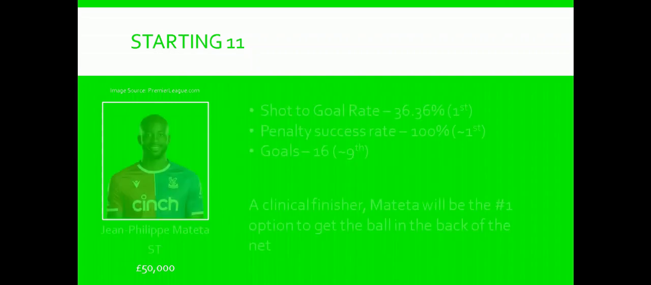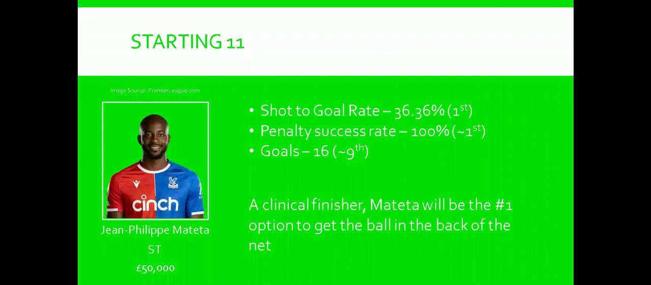And finally, finishing the starting 11 is going to be Jean-Philippe Mateta. He had the number one shot to goal rate at 36.36%. That means when he took a shot, over 36% of the time, it was ending up in the back of the net. He also scored every penalty that he was given this season, which I believe was 2. And he also scored 16 goals this season, which is in the top 10. He's an extremely clinical finisher, and with those wingers supplying him loads of opportunities, I'm sure he'll take advantage of that.